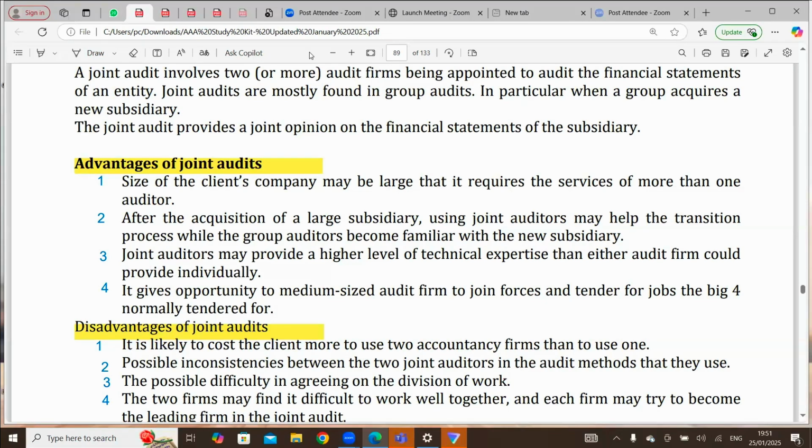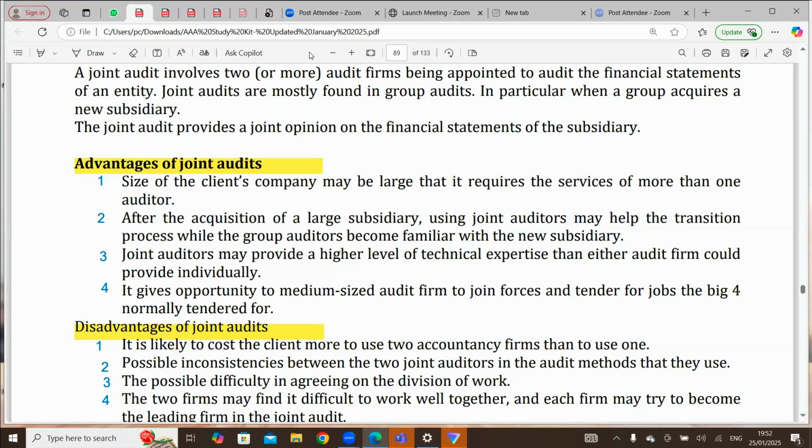It said that advantages of joint audit. Number one, the size of the client company may be large, that it requires the service of more than one auditor. So if it requires more than one auditor, and there's a provision for auditor, don't we think we should be taking it? The second one is that after the acquisition of a large subsidiary, using joint auditors might help in the transition process while the group auditor becomes familiar with the new subsidiary.